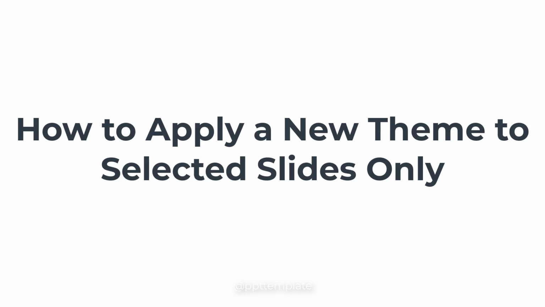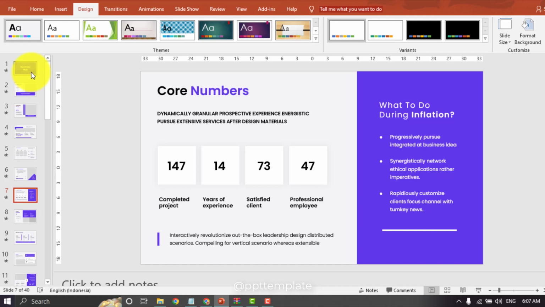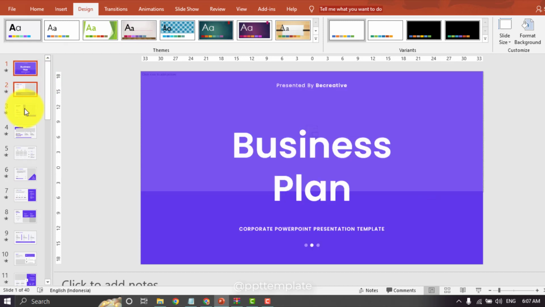How to apply a new theme to selected slides only. Open your presentation. Go to the Design tab. Select the slide and the theme can change.